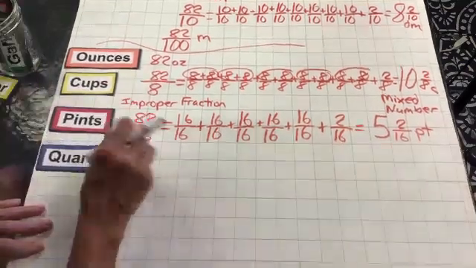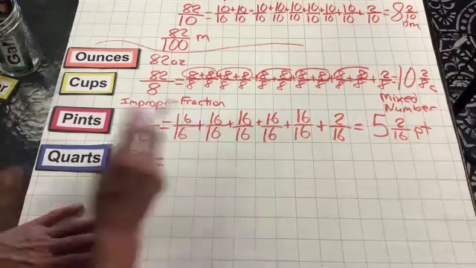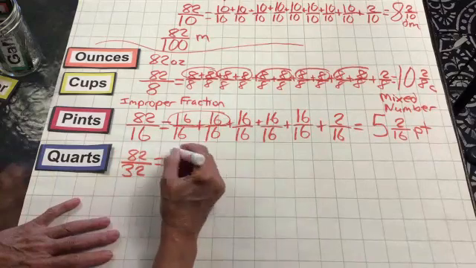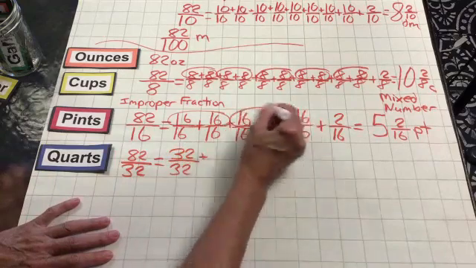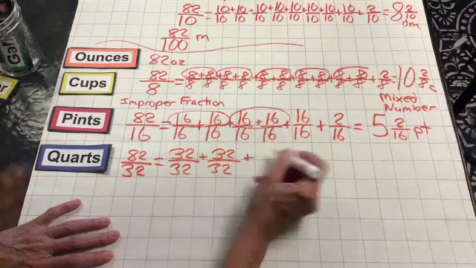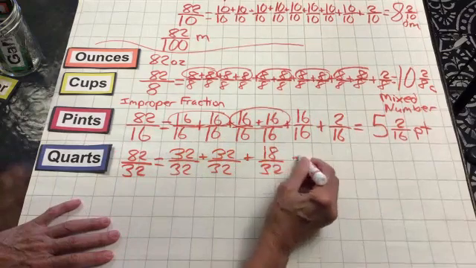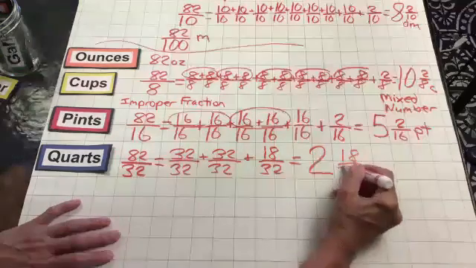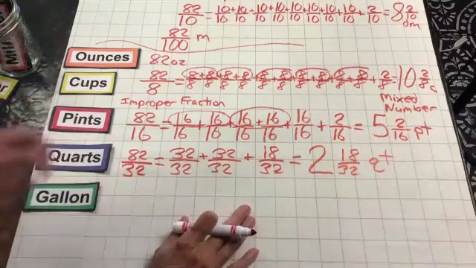Here we go. Onward to quarts. It takes 32 ounces to make a quart. So we're going to put our 82 ounces over 32, and we're going to use this problem. It's going to take 2 pints to make a quart. So we're going to take these 2 pints. 16 plus 16 is 32. Then we're going to take these 2 pints, which equals 32. And then we need to add these together. 16 plus 2 is 18. So we have 18/32. So that means we have 2 whole and 18/32 quarts. Looking good. Let's go to gallons.